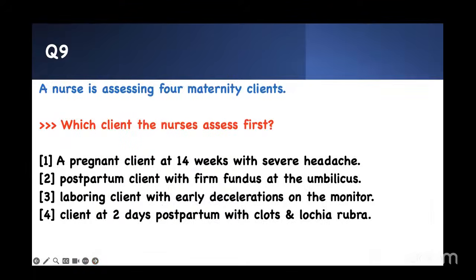Number 9, a nurse is assessing a maternity client. Now, this is maternity. Look at it. I did not make it too difficult, but I try to let you know these are buzzwords you have to look at. Look at what I've said. Pregnant, 14 weeks, I have a headache, and it's a severe one. I'm postpartum. My uterus is very firm at the umbilicus. I'm a laboring client. I have early deceleration on the monitor. What do you think? I'm post-op day 2 from postpartum. I have clots and lochia rubra.